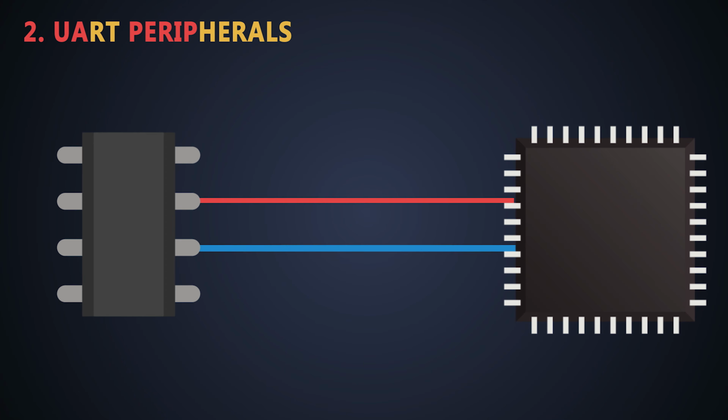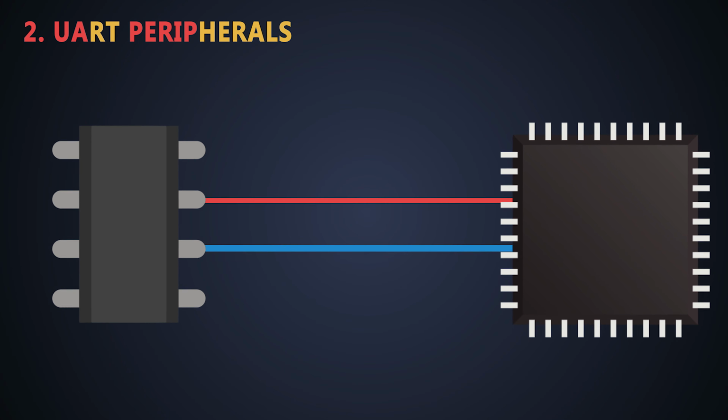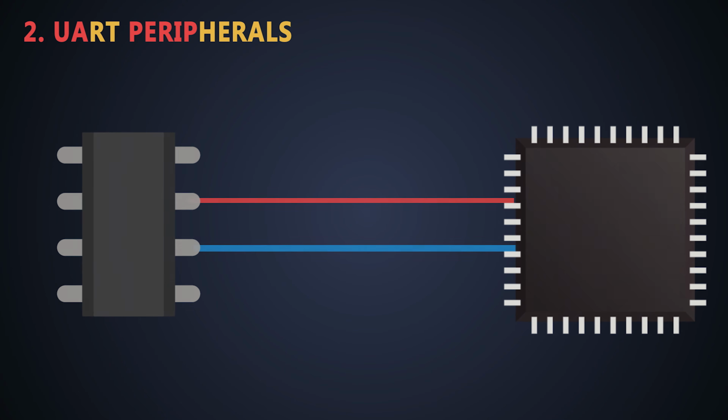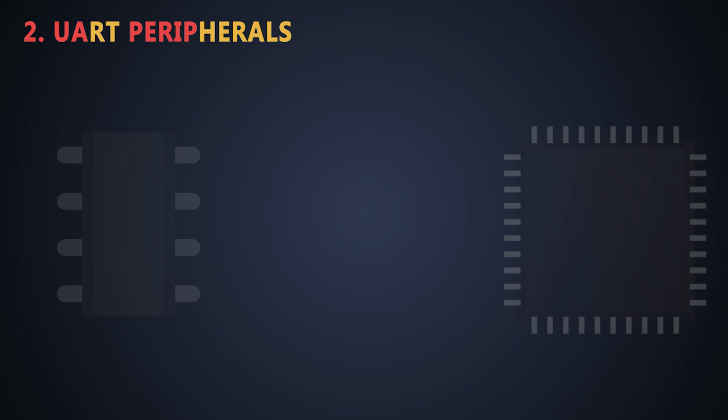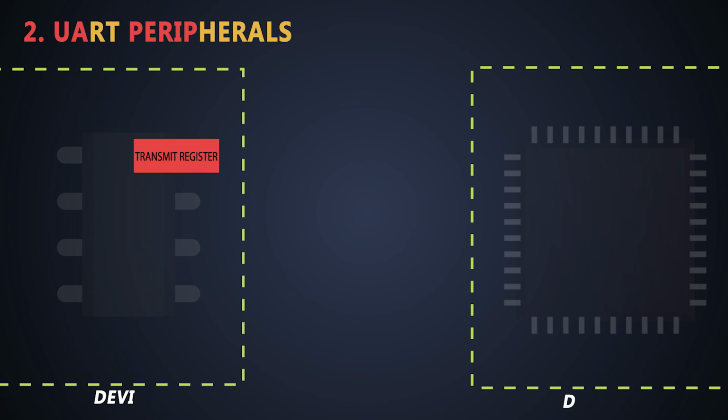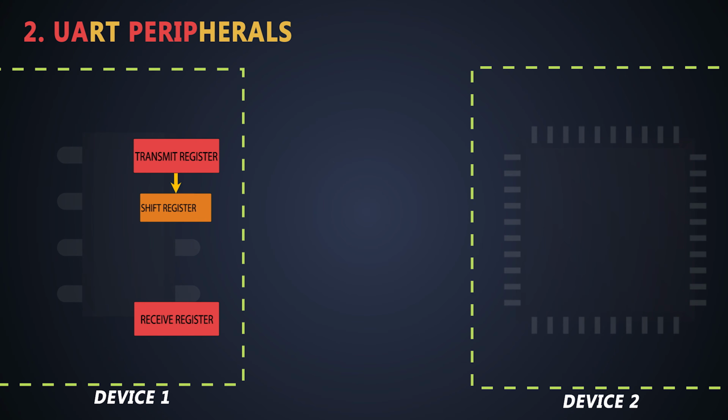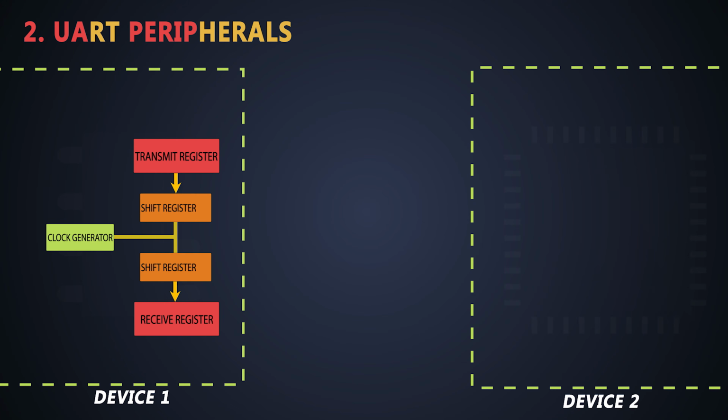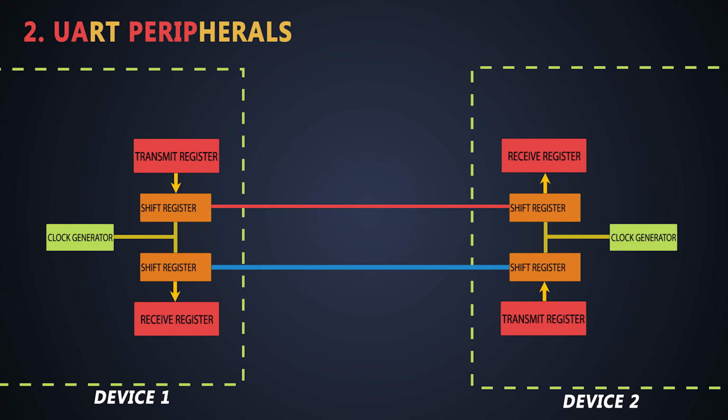Well, it's quite interesting. There are two devices who need to talk with each other, right? There are particular blocks in each device, which are the transmit register, which is connected to the shift register, and it has one receive register, which is also connected to the other shift register. And both of these shift registers are connected to the clock signal of the device. Same blocks are arranged in the second device as well.